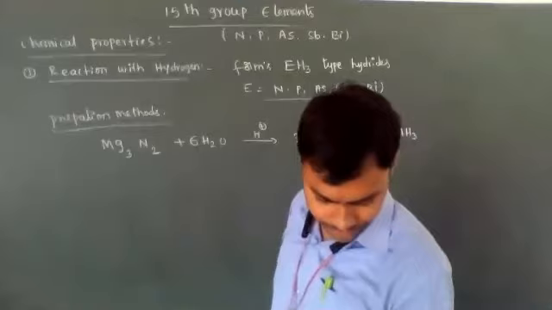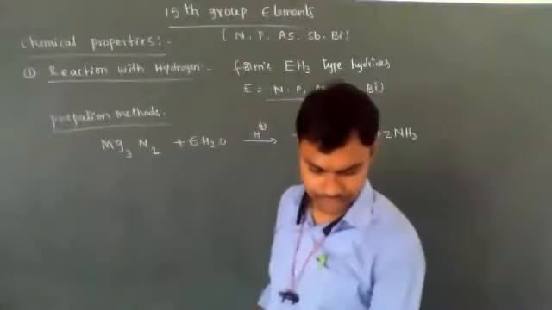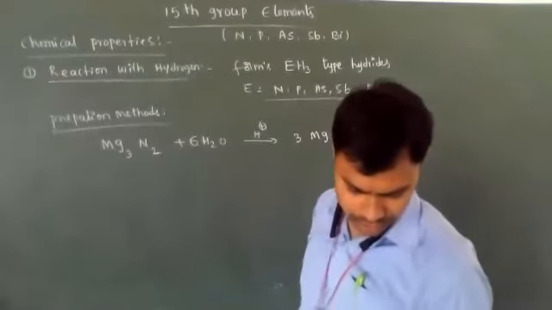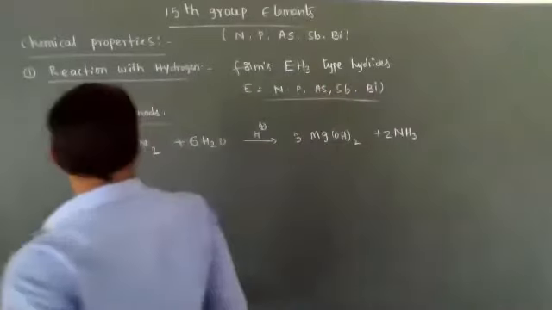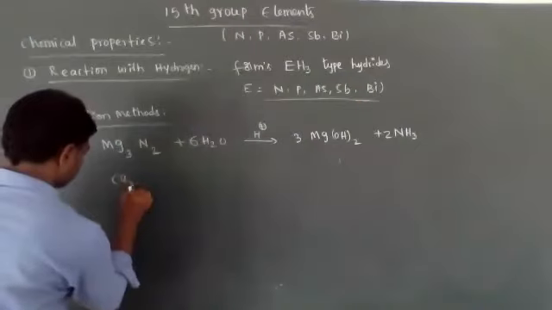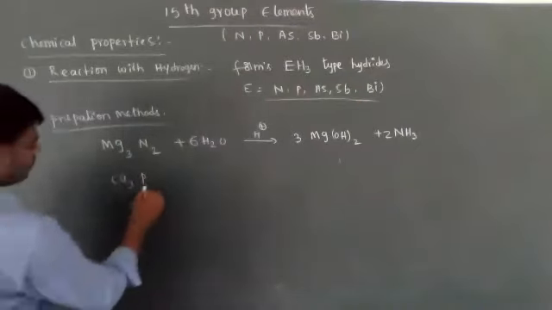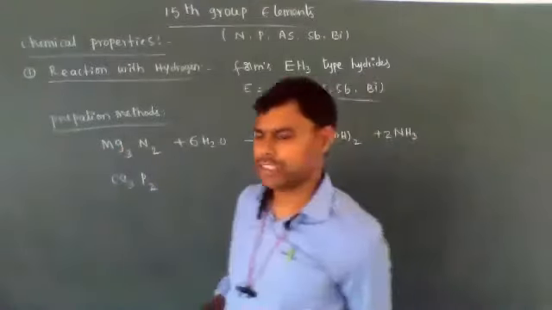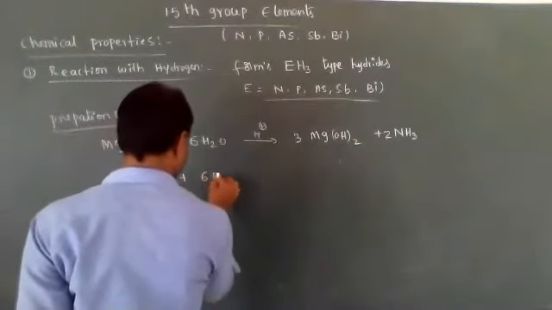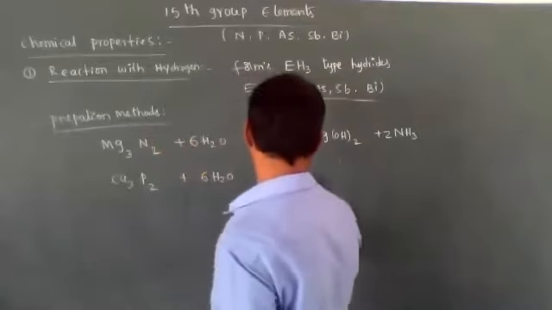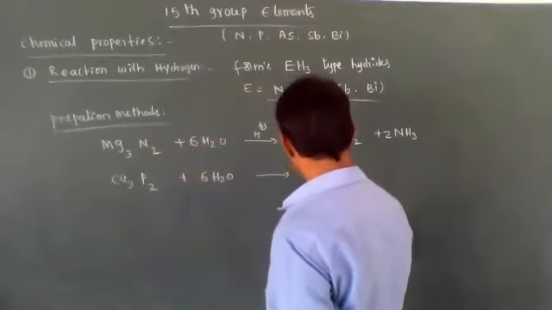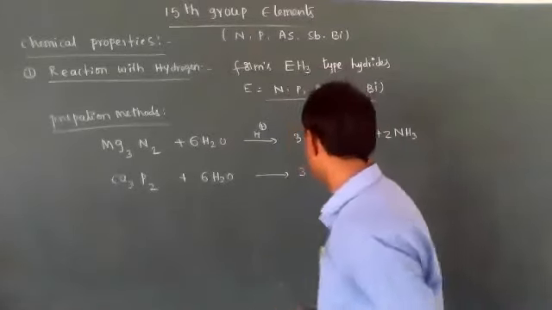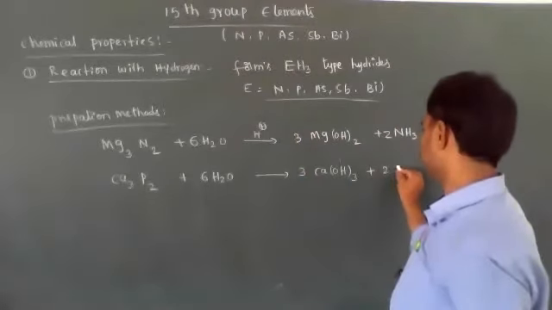Okay, let's see PH3. Calcium phosphide, just as magnesium nitride on hydrolysis gives ammonia, calcium phosphide on hydrolysis gives Ca(OH)2, 3 moles of calcium hydroxide, plus 2 moles of PH3.